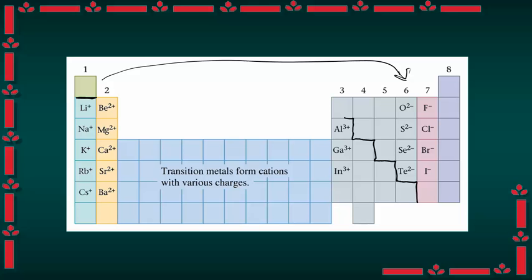All right, that zigzag line is the most important line of all because everything to the right of the zigzag line will form anions. They will take electrons, Marie. Everything to the left of the zigzag line will form cations. They will give electrons. Using our analogy, guys, girls.